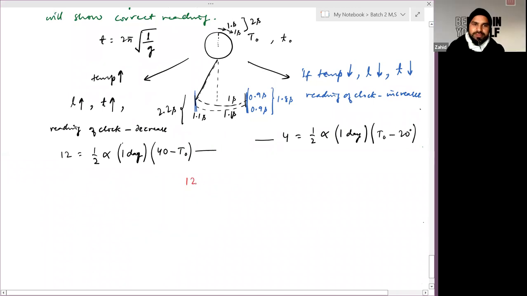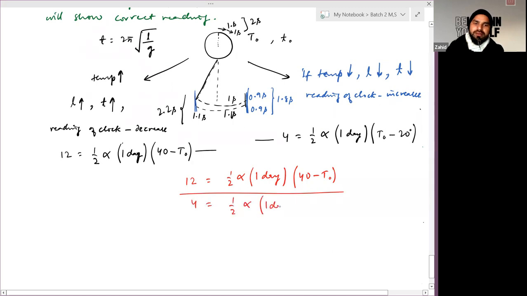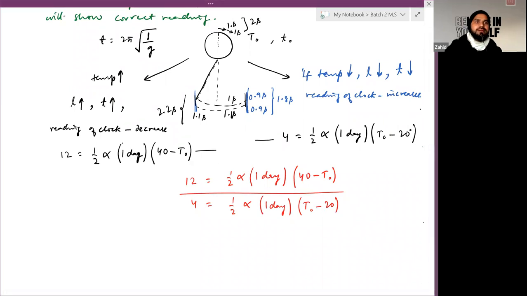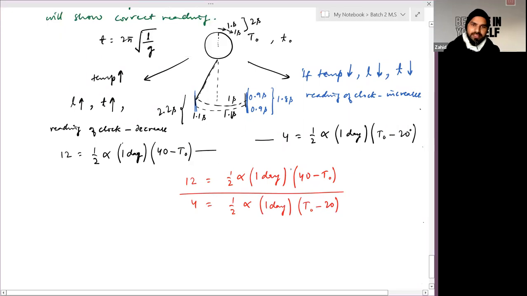Suppose if you divide these two equations, 12 equals half alpha 1 day temperature difference (40 minus T naught) whole divided by 4 equals half alpha 1 day temperature difference (T naught minus 20). On simplifying, this part and this part will cancel out. So 12 is 3 times.